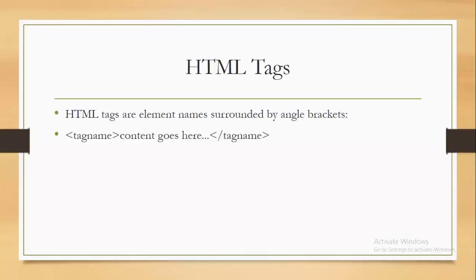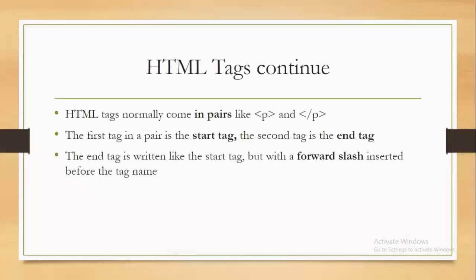HTML tags normally come in pairs, like the open paragraph tag and the closing paragraph tag that I explained earlier on. The first tag in a pair is a start tag. The second tag is the closing tag. So this is the start tag, and then this is your closing tag. The end tag is written like the start tag, but with a / inserted before the tag name. So that's what differentiates the start tag from the end tag, as I've explained earlier on.